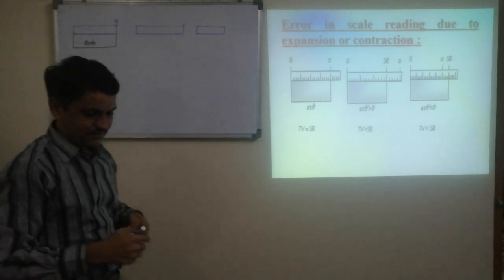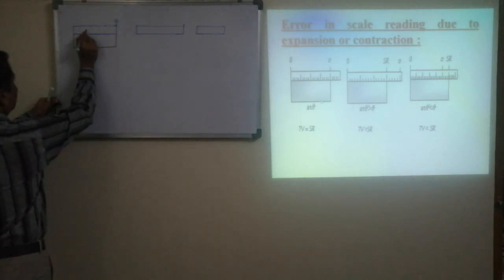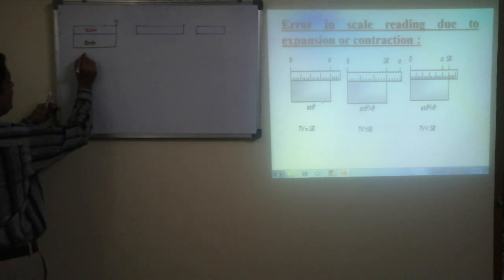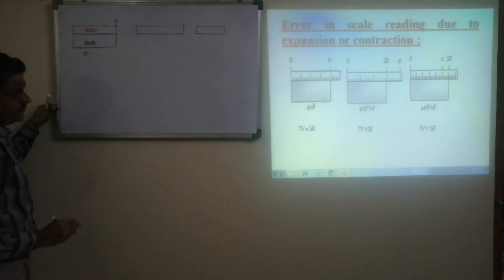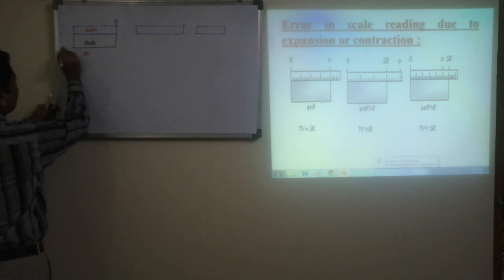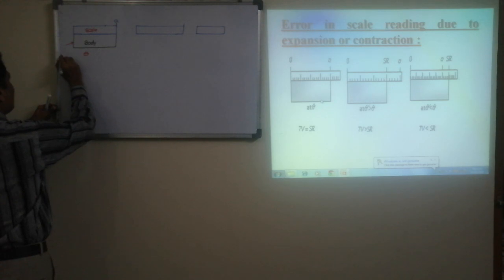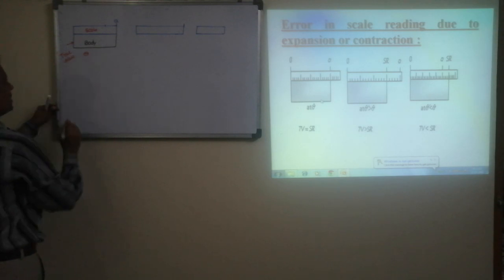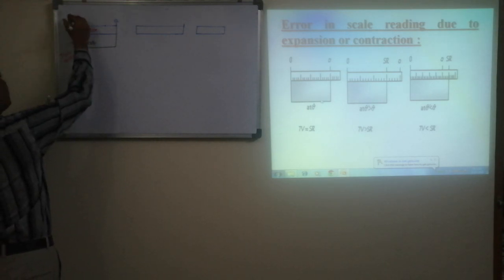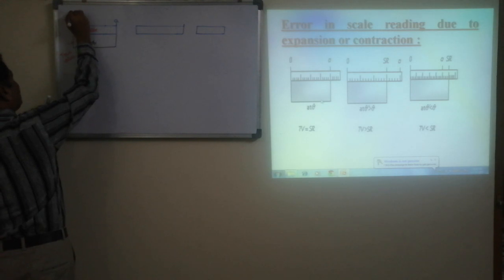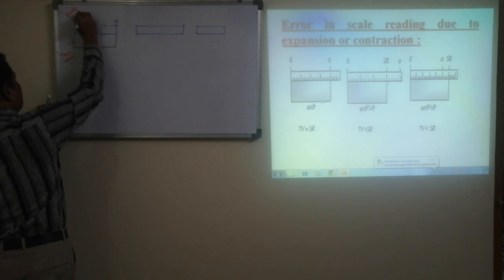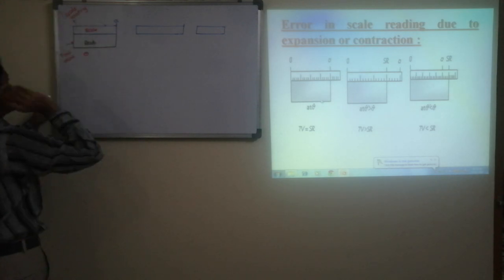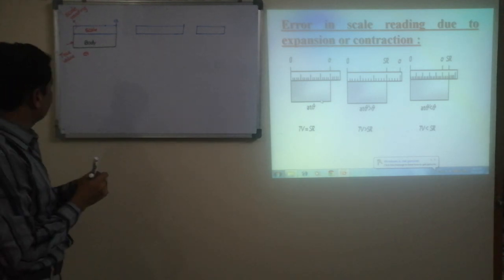It is the scale which is used to measure, say when the temperature is theta. Now the size of the body is called the true value. Size of the body is called true value, and whatever measurement we make is called scale reading. Scale reading means the measurement taken from the scale, right?